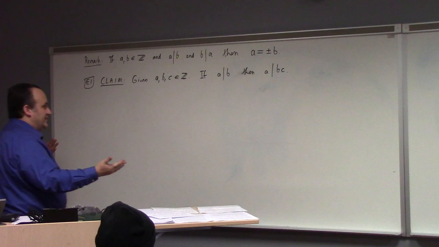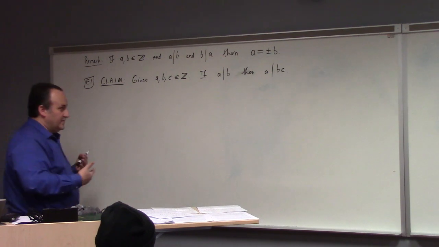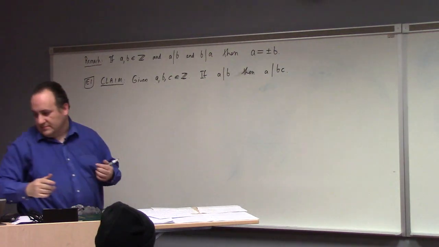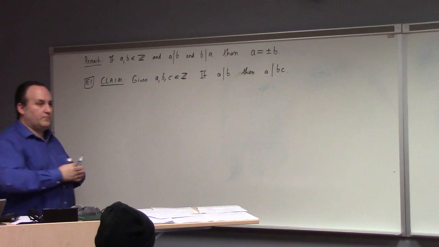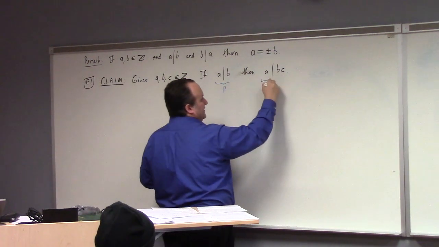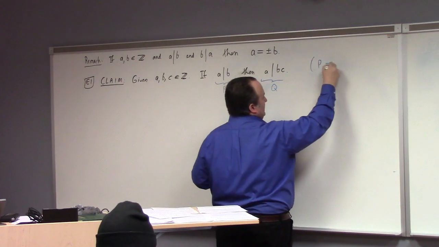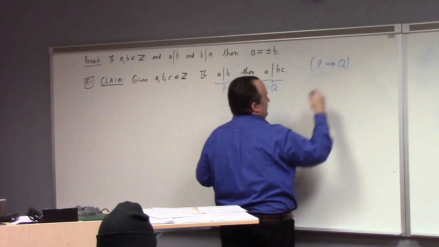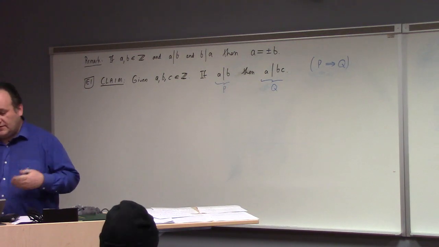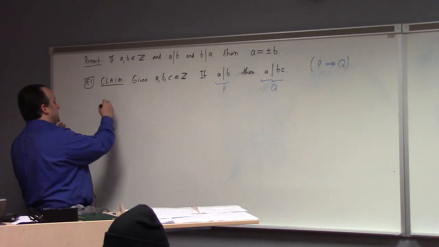What we're doing right now is a direct proof. The logical structure here is a conditional. This is like P, and this is like Q, and basically we're trying to show that P implies Q. That's the general structure we're after. In a direct proof of P implies Q, you begin by assuming P is true. So here's the proof.